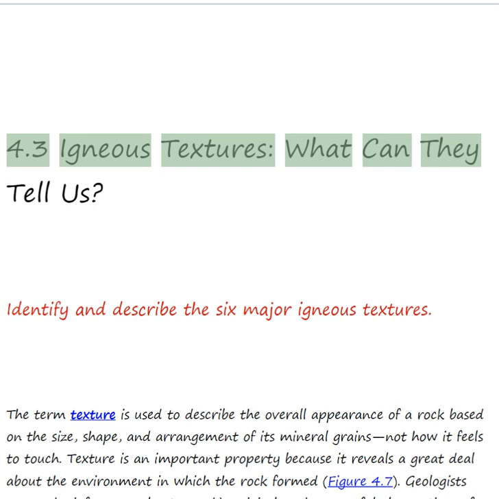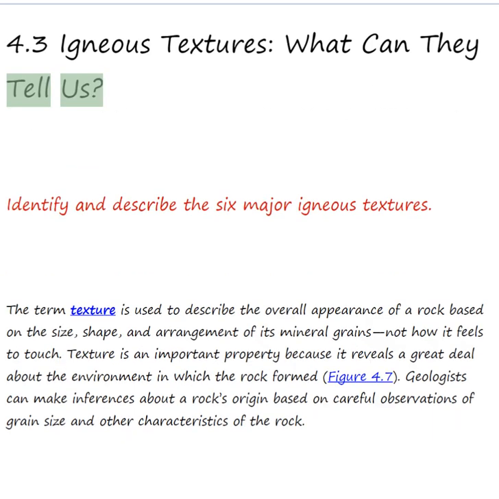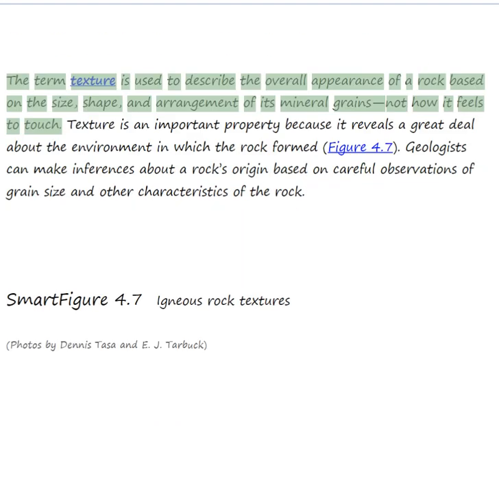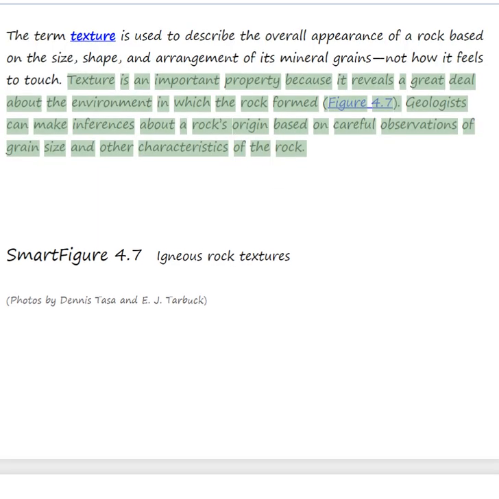For point 3, igneous textures: what can they tell us? Identify and describe the 6 major igneous textures. The term texture is used to describe the overall appearance of a rock based on the size, shape, and arrangement of its mineral grains, not how it feels to touch. Texture is an important property because it reveals a great deal about the environment in which the rock formed.